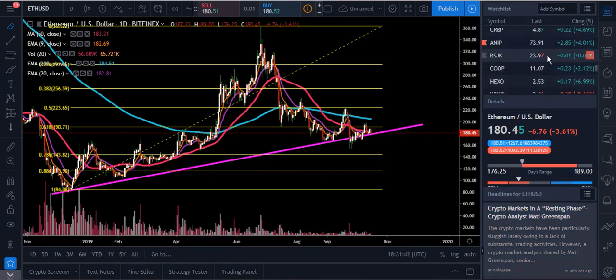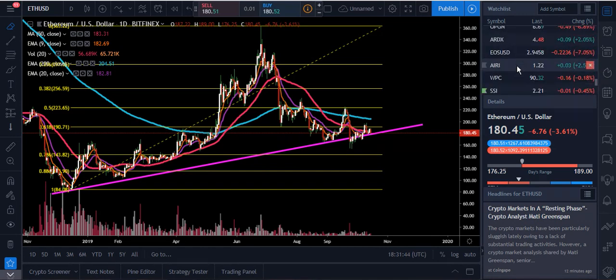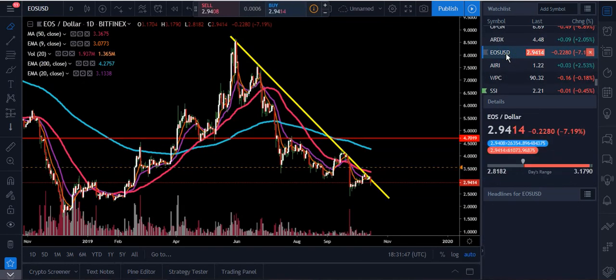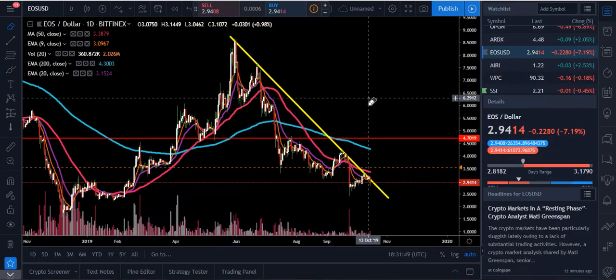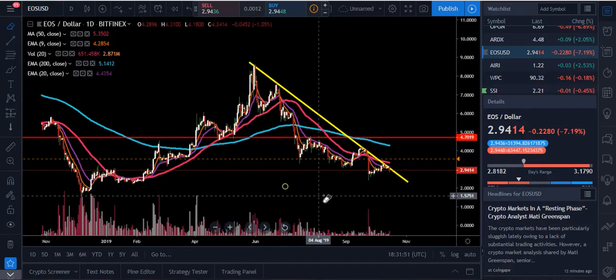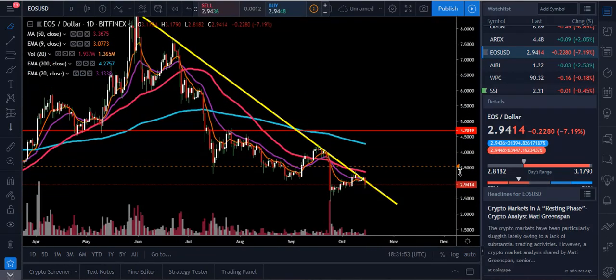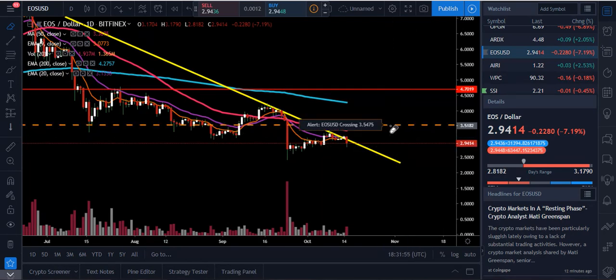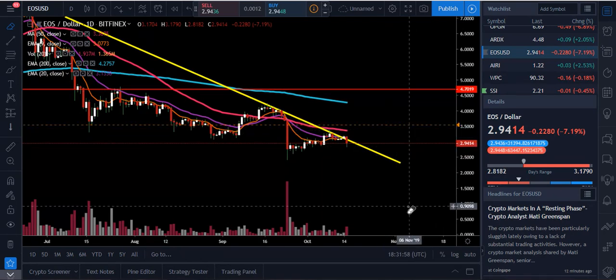See here, and as you can see, guys, here's some of the stocks, different things I'm looking at. So there's EOS. We are at $2.94 right now. And what's going on with EOS, you can see where I have my alert right here, I have an alarm at $3.54.